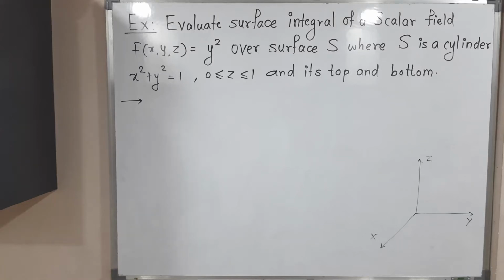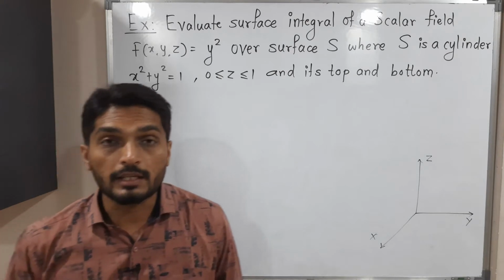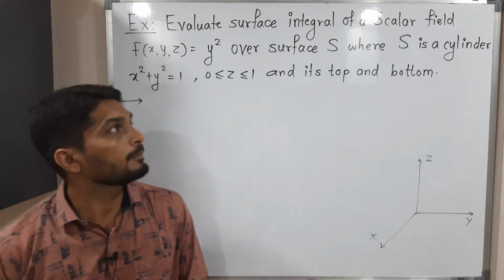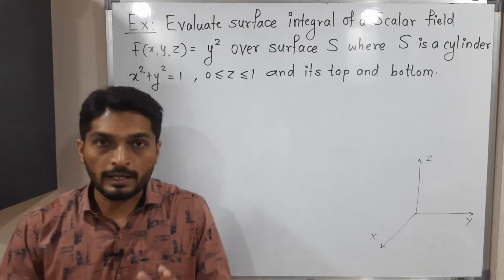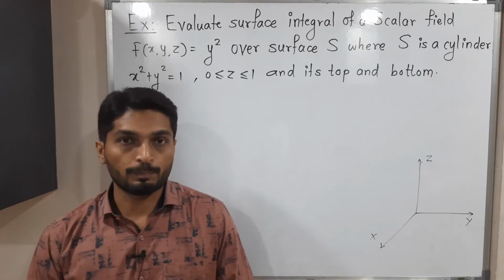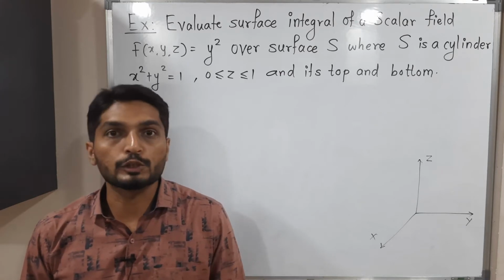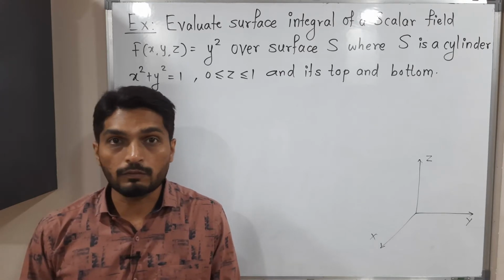Hi everyone, let us discuss this example. In this example, we are going to find the value of the surface integral of a scalar field. They have given a scalar field f of xyz, which is defined as y square, and they have given the surface also. We are going to solve this problem, but before that we will write the definition of the surface integral of a scalar field.